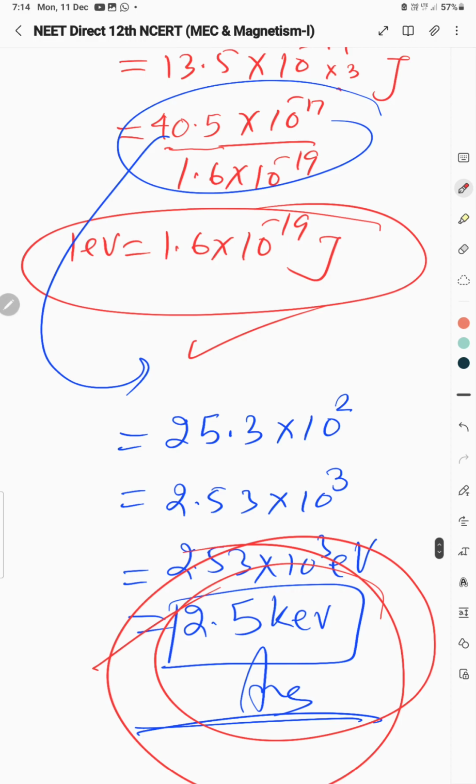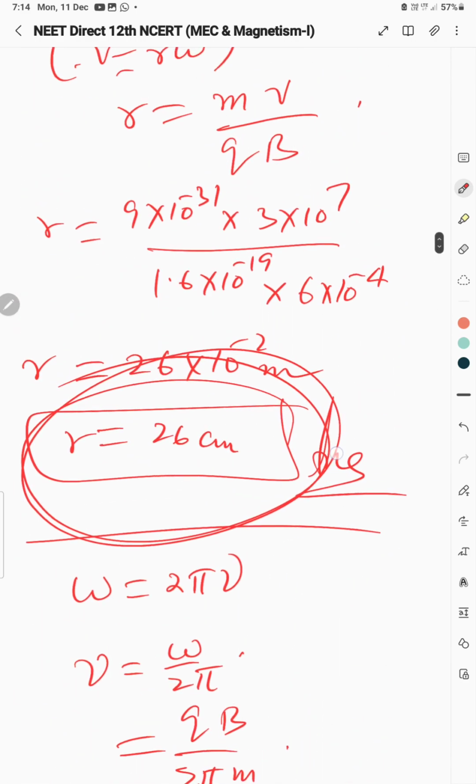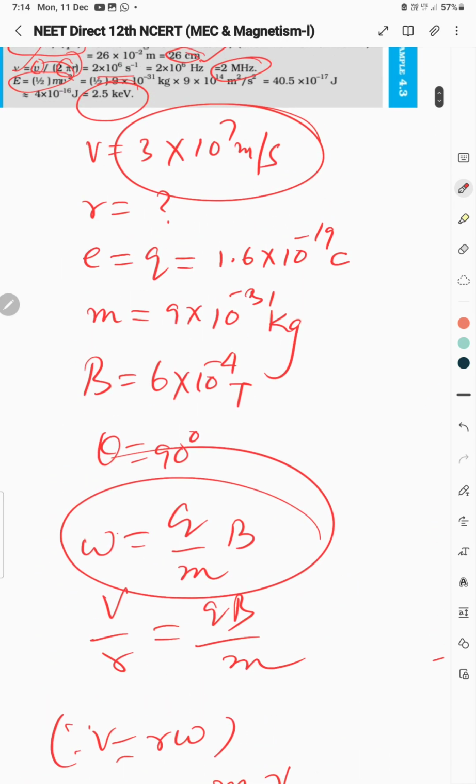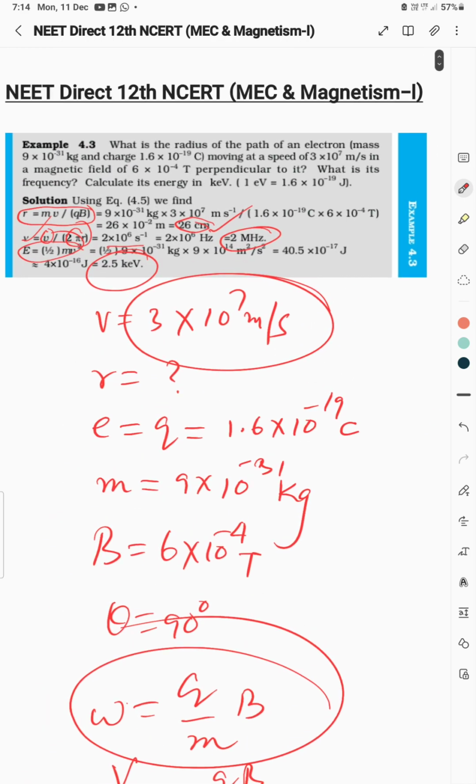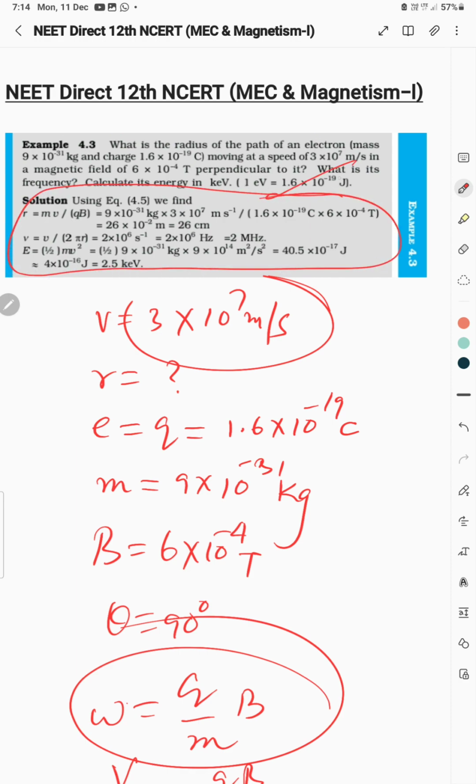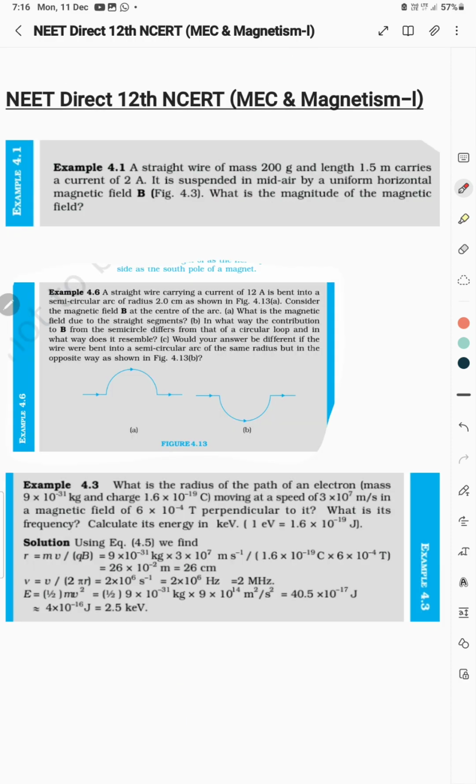All right, so in short, the purpose of this entire lengthy calculation was only to elaborate each and every step. Otherwise, by putting straight formulae, you can solve all these 3 steps in a very short span of time. So in this way, we have been able to solve NEET Direct NCERT problems for today from the chapter of magnetic effects of current and magnetism.